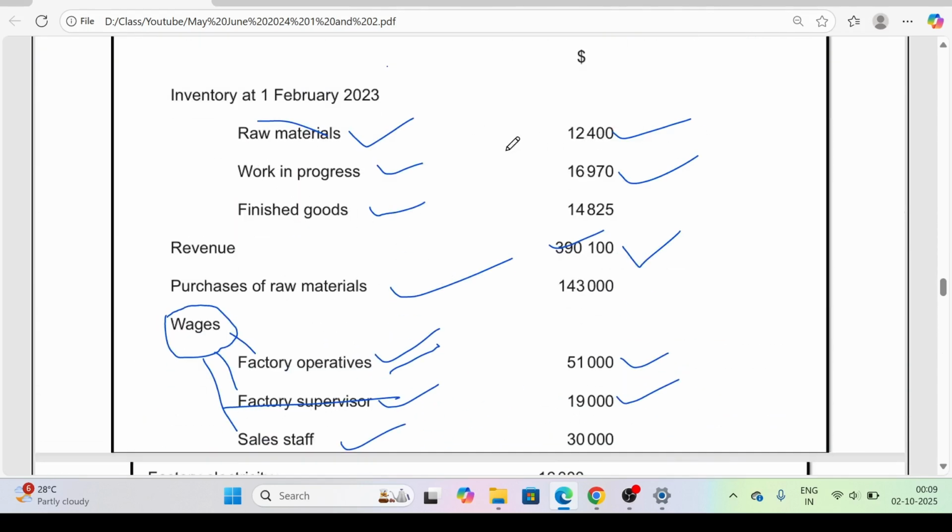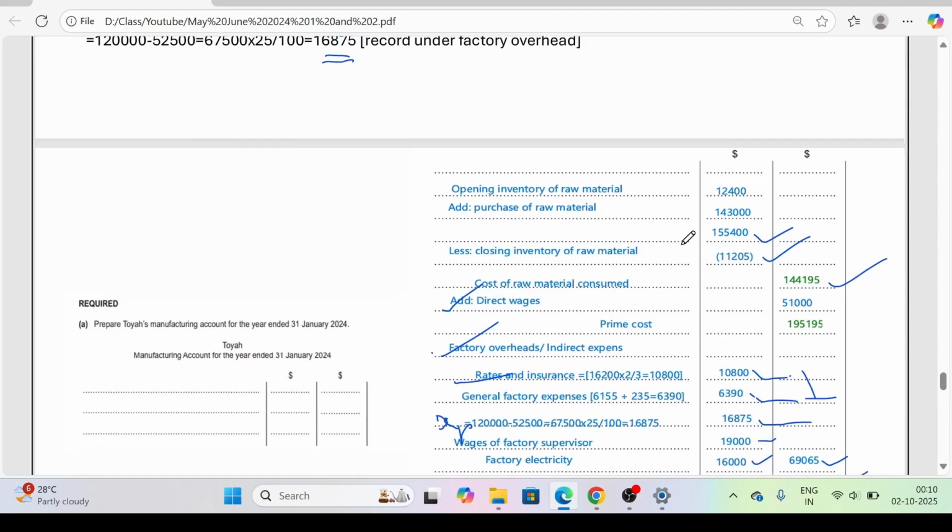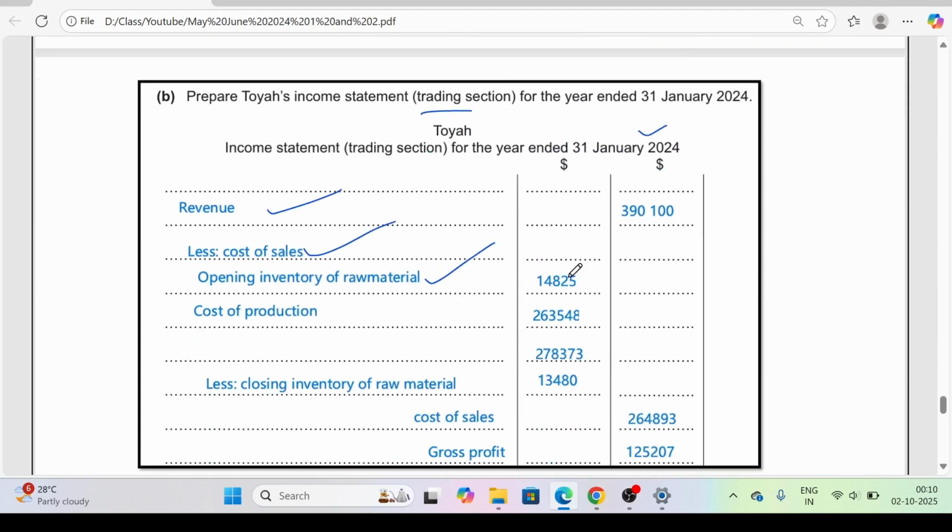Raw material. 12,000. Sorry, finished goods. Opening inventory of finished goods 14,825. Yeah, this is incorrect. It should be finished goods. Raw material we will record in the manufacturing account. Okay. Opening inventory of finished goods we have to take 14,825.